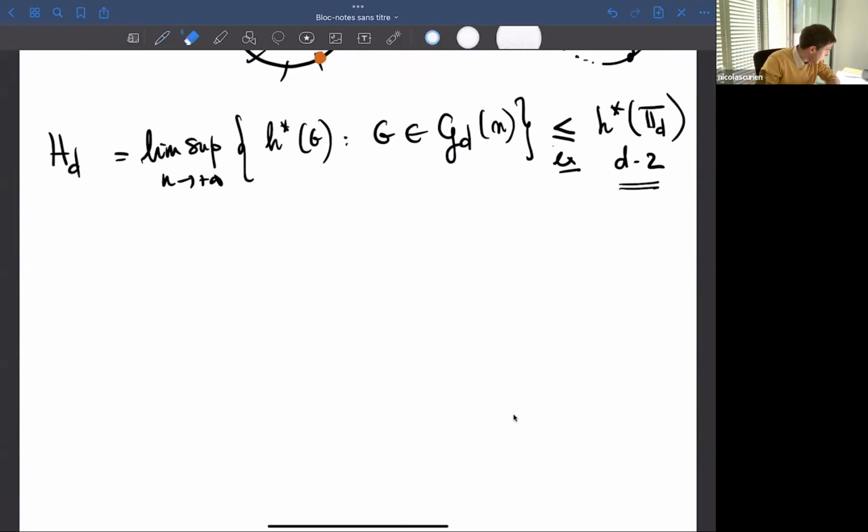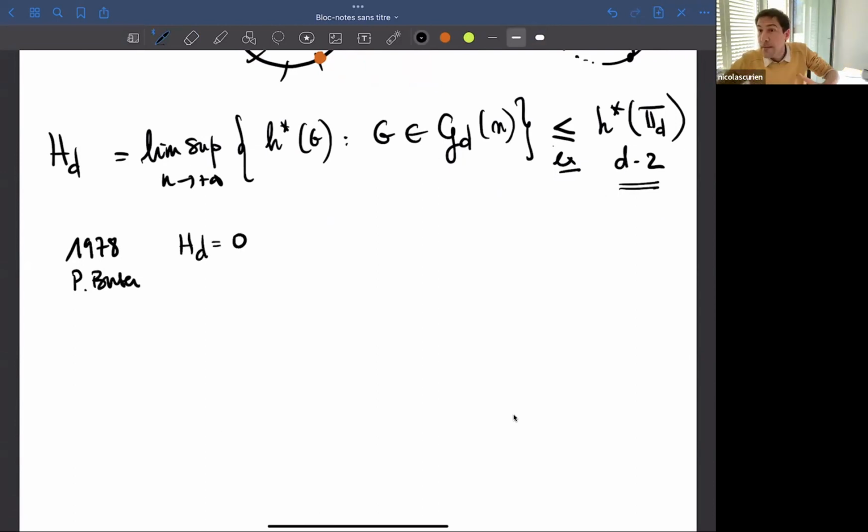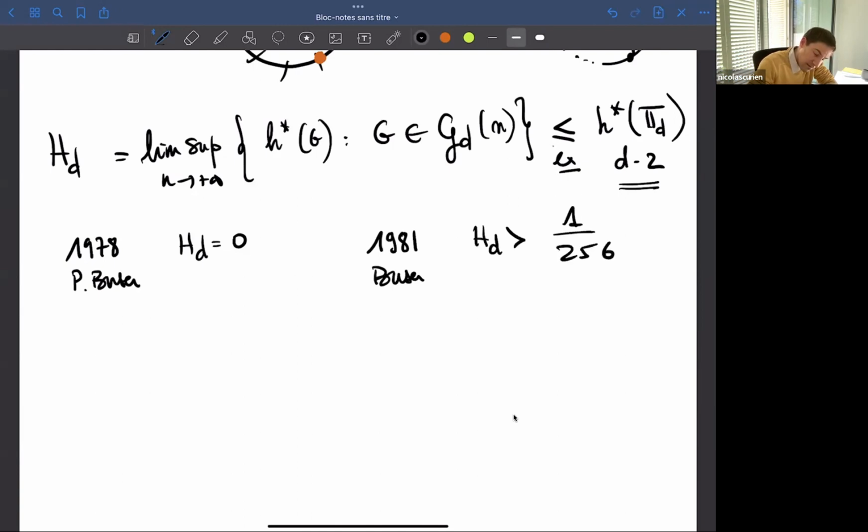The joke is that in 1978, Peter Buser, in a paper, conjectured that h(d) is equal to 0. That actually you cannot build very large graphs which have a positive Cheeger constant. What is funny is that three years later, in '81, Buser, the same Buser, proved that actually h(d) is larger than 1/256, whatever the constant, strictly positive. So he conjectured it was 0 and proved using a hyperbolic surface that it was strictly positive.